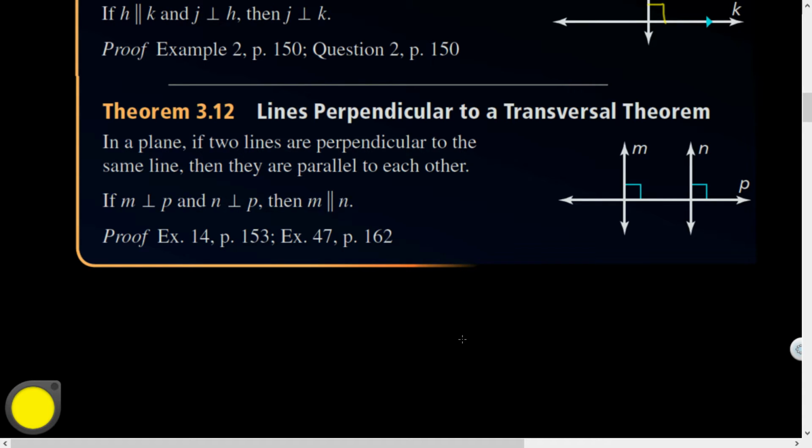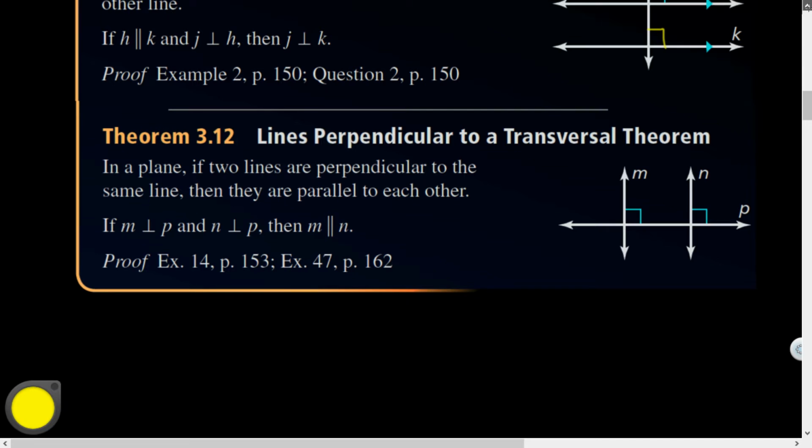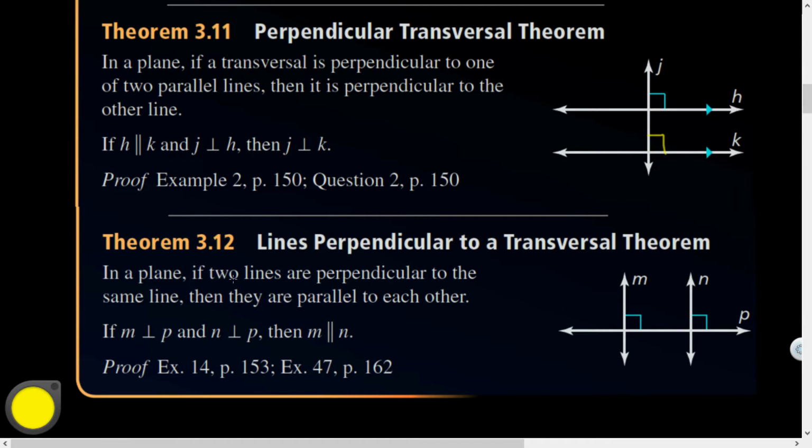Let's see. Lines perpendicular to a transversal theorem. Man, this is getting longer here. In a plane, if two lines are perpendicular to the same line, then they are parallel to each other. It's almost like a converse. Is it the converse? Let's see. It's pretty much just the converse of that. So yeah, if these lines are both perpendicular to the same line, then they are parallel to each other. That makes sense. I think so.